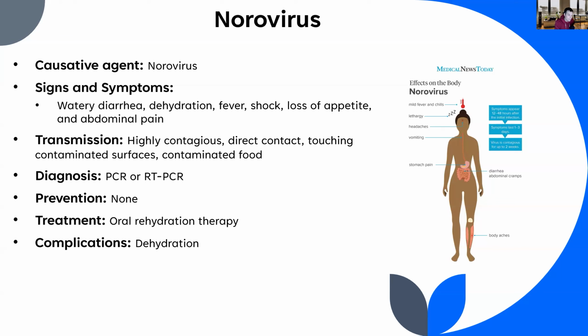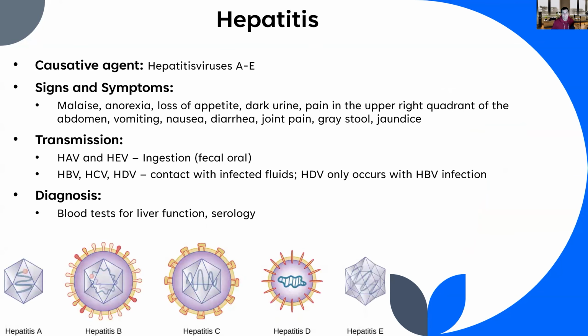So moving on from one virus I did have to a virus I've never had, we're going to talk about hepatitis. So hepatitis is a generalized term for infections of the liver caused by the hepatitis viruses A through E. So there are 5 different viruses that can cause hepatitis. And the way we get them, their presentation differs depending on which version of the virus you have.